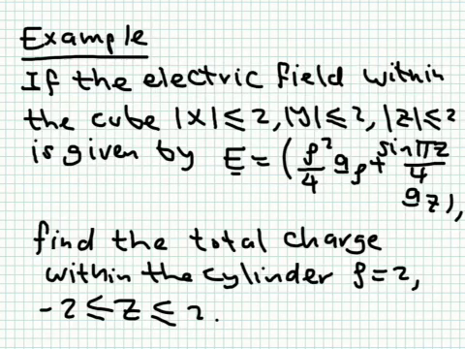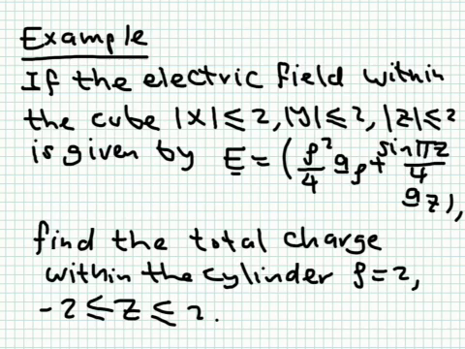Now let's see a second example. We have a region. This region is a cube. It has sides 8, so extending from -2 to 2 in the x, y, and z directions. And inside this cube, there is this electric field, rho squared over 4 a_rho plus sine(pi z over 4) a_z. And we would like to find the total charge within the cylinder, whose radius is 2, and whose height is along z from -2 to 2.